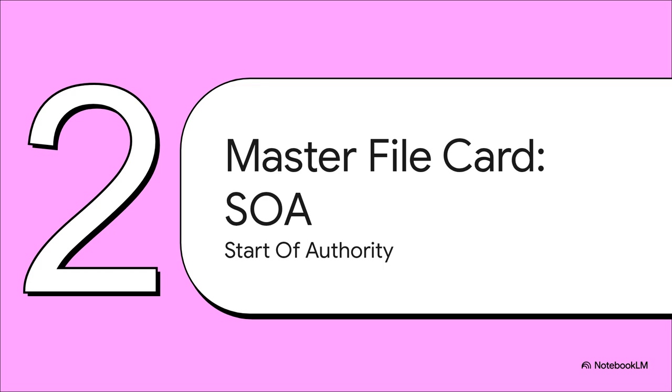First up is the Start of Authority, or SOA record. The best way to think about this one is as the title page for a domain section in that big address book. Every single domain zone has to have one, and it's always the very first record. It basically says, okay, here are the ground rules for this domain and who's in charge.